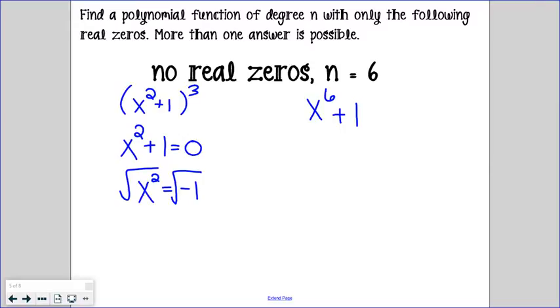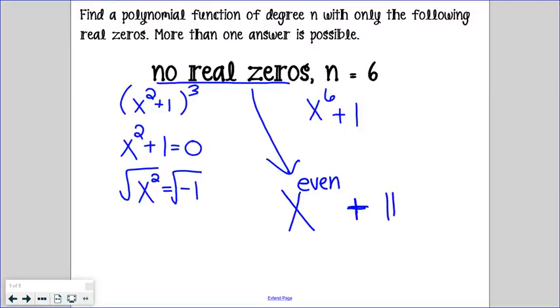So let's talk about generic format here for no real zeros. If I want it to not be a real zero, my exponent needs to be an even number. I need it to be a plus, and then you pick your favorite number. It doesn't matter what number you add to it, but these are the keys: even and plus. As long as it's an even exponent with a plus, it's going to give us an imaginary. Yes.